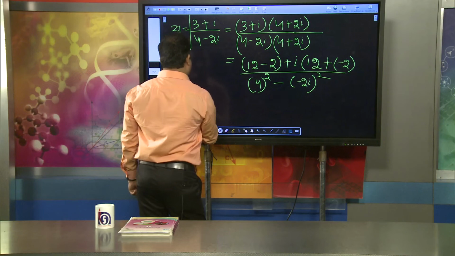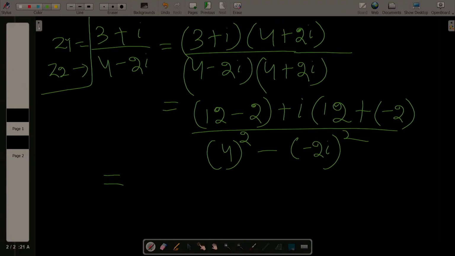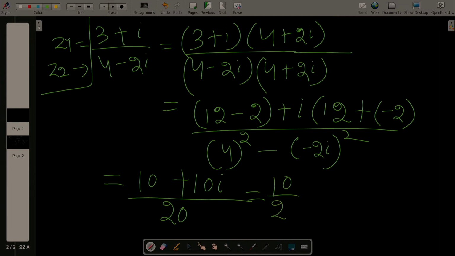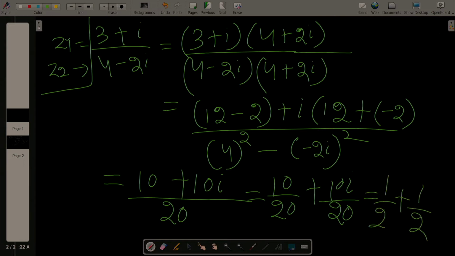You will find the result 12 minus 2, that equal to 10, plus 12 plus minus 2, that is equal to 10. 10 into i, which is again 10i, divided by 4 square, which equal to 16, minus minus become plus, 2 whole square 4, 16 plus 4, which equal to 20. So 10 plus 10i by 20. Again we simplify, I can say 10 by 20 plus 10i divided by 20, which is equal to 1 by 2 plus 1 by 2i.